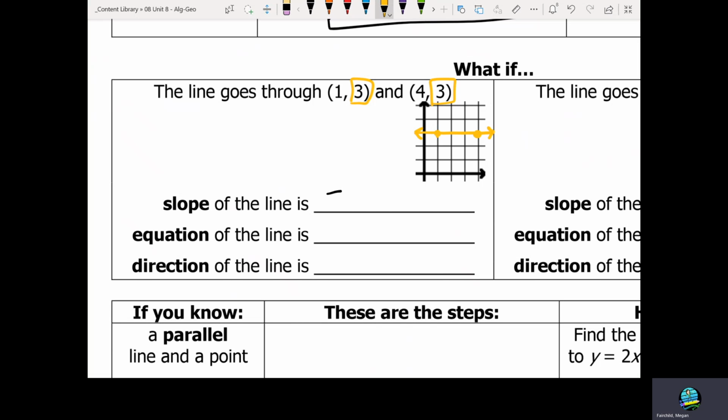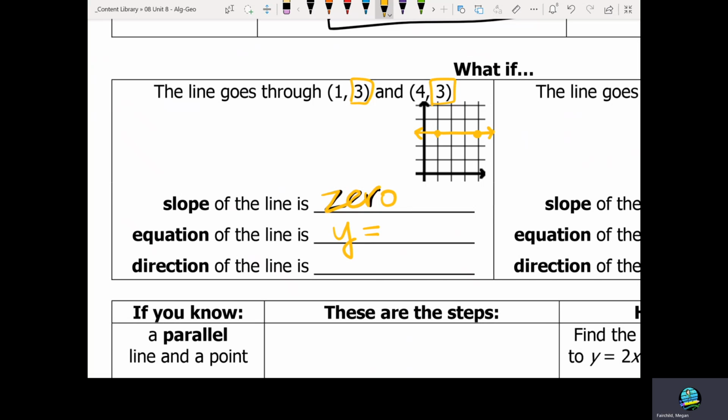All right, slope is 0. I'm just joking, y'all. All right, slope is 0. Does anybody know the equation of this line? An equation has an equal sign. It's y equals 0x plus 3. All right, it is y equals 0 plus 3.